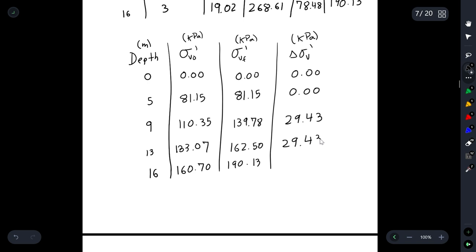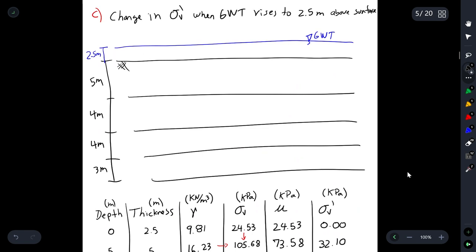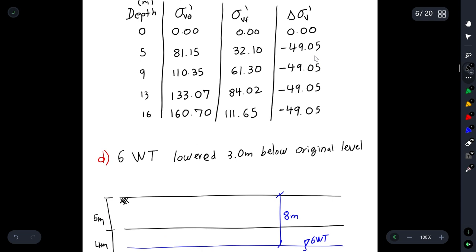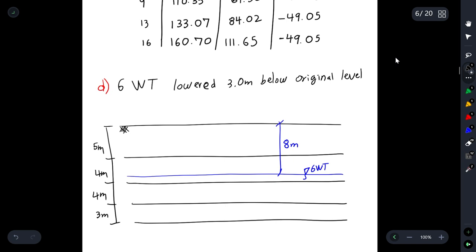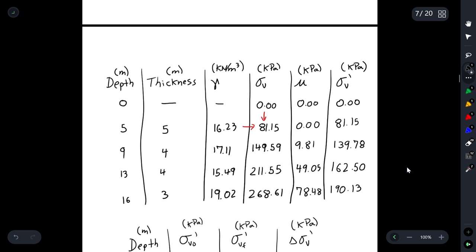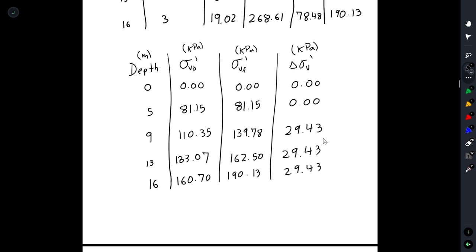Now, it's very interesting to see here that for question C, when the groundwater table rose from 5 to 2.5 meters above the surface, there was a significant drop of 49.05 in the effective stress, whilst when the groundwater table was lowered from 5 to 8 meters, it was an increase. And why is this? Because as there is a rise in the head of water, the pressure that tries to separate the particles increases, so the effective stress reduces. But when this head of water is actually lowered from its original level, all the stresses that go to the pore water actually are transferred into the interparticle contacts, and that is why we get the increase.